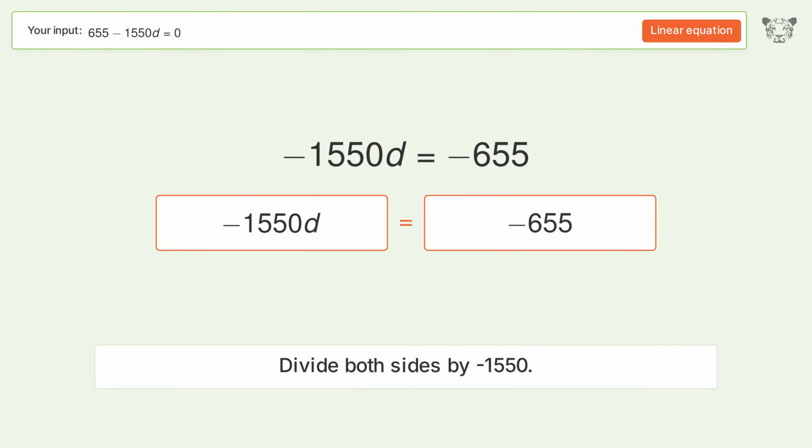The variable coefficient is negative 1550. Divide both sides by negative 1550 to leave the variable alone.